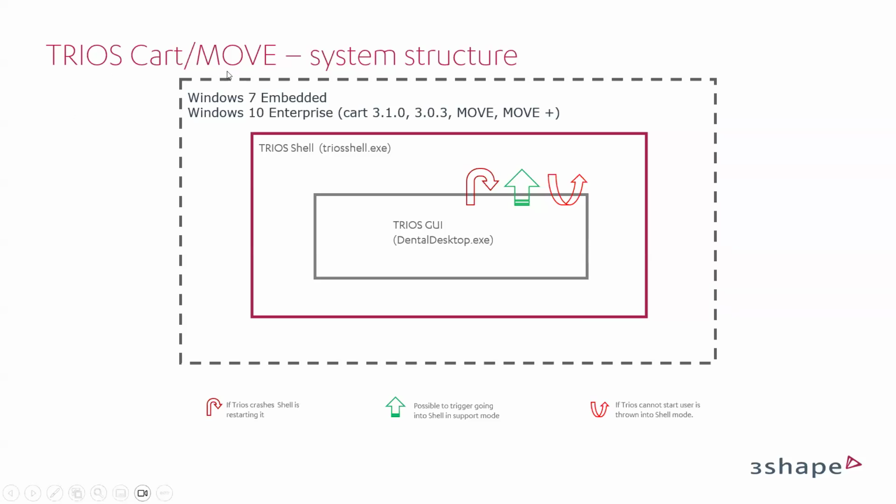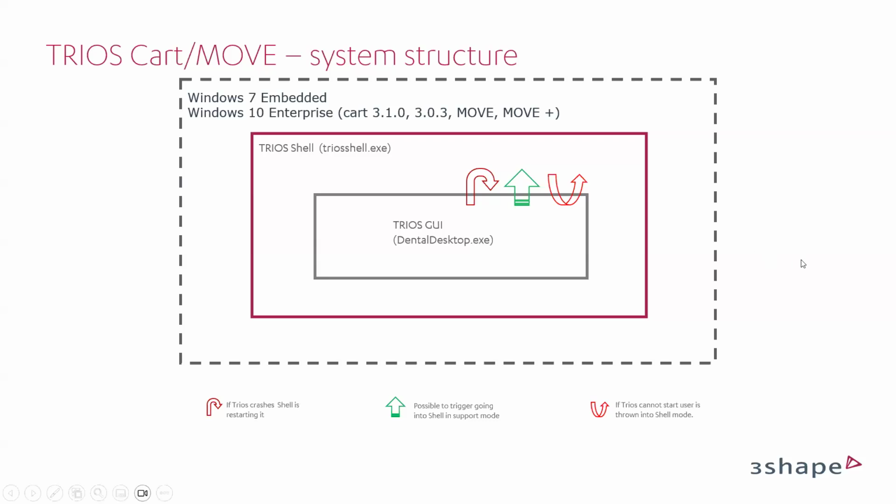As you can see, when you turn on the device, you will have something called the Trios shell, which is the dashboard for our software usage. Here you have an option to start up our software, to open File Explorer, and to go to some Trios cart or Move settings.